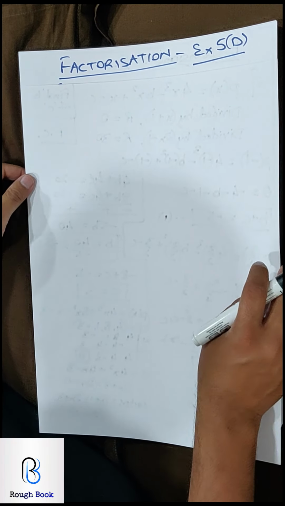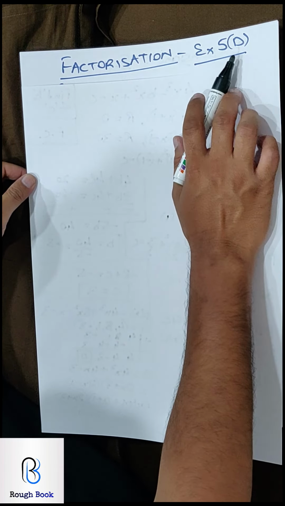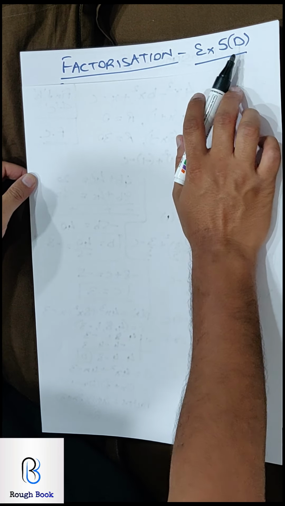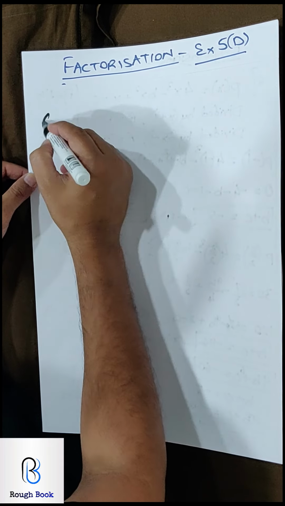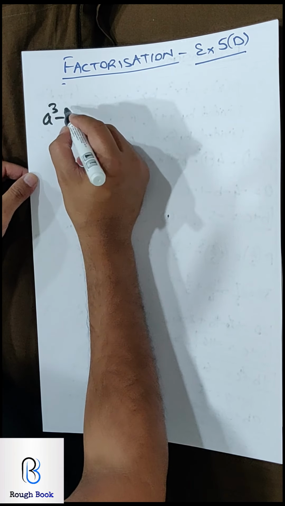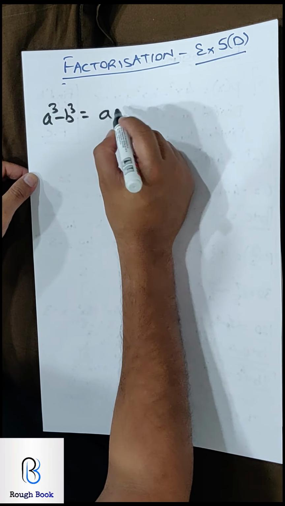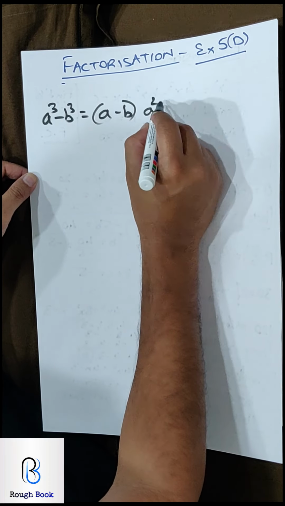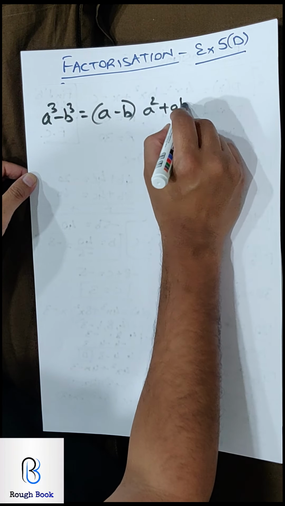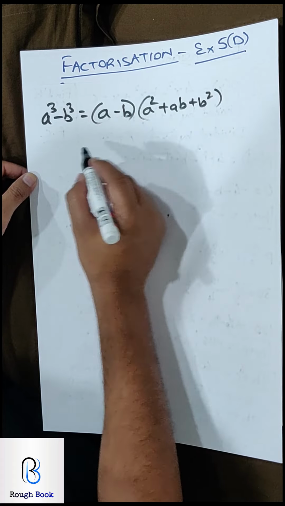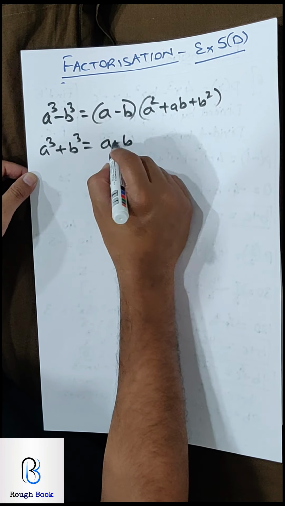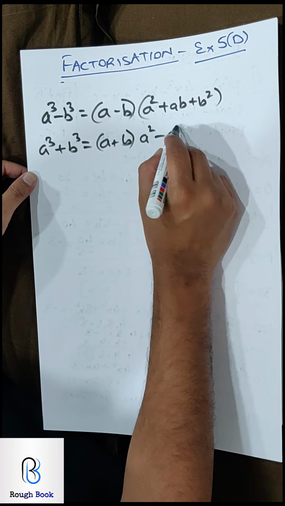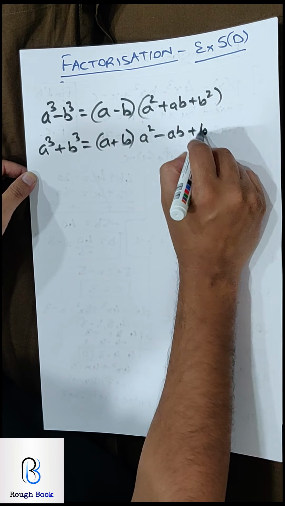Last video we had done exercise 5C. We're getting into 5D. So only two formulae that we are going to use over here majorly. The first one is A cube minus B cube. So that becomes A minus B, A square plus AB plus B square. The second one is A cube plus B cube. So in that case this will be A plus B, A square minus AB plus B square.